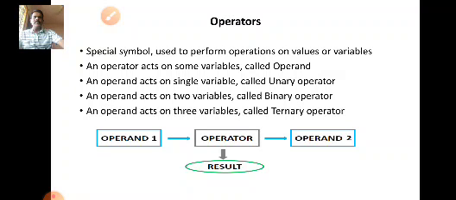In this diagram, you see operand 1, operator, operand 2, then we get a result. Means A is a variable, operator plus, operand B, that represents A plus B. Then we get the output result when we enter the values of A and B.